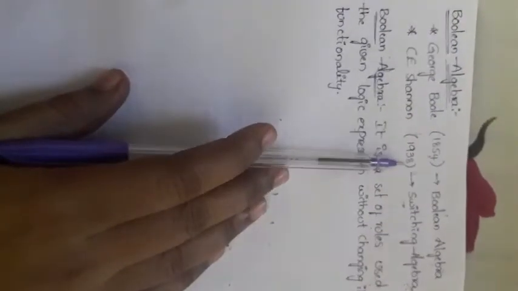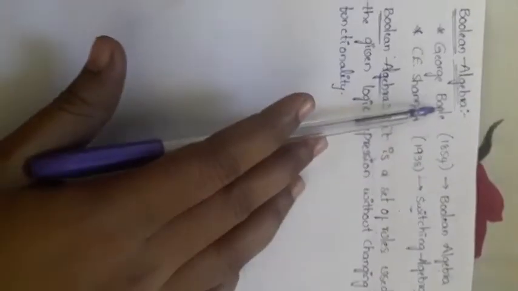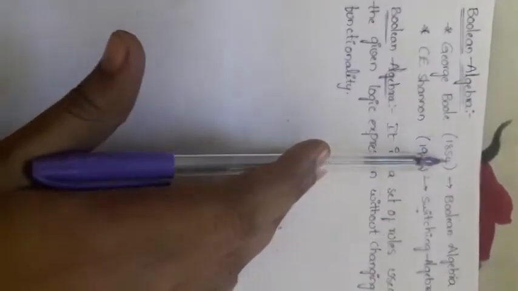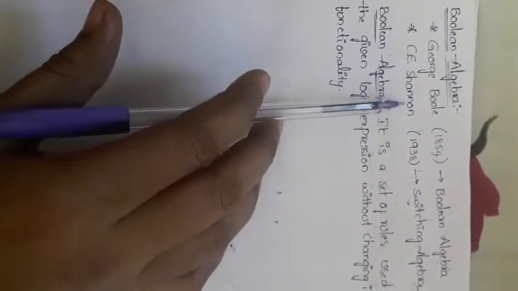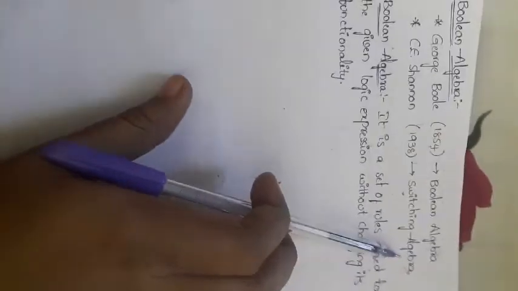In this class we are going to discuss Boolean algebra. Boolean algebra was introduced by the English mathematician George Boole in 1854, and in 1938 C.E. Shannon introduced a two-valued Boolean algebra, that is switching algebra.